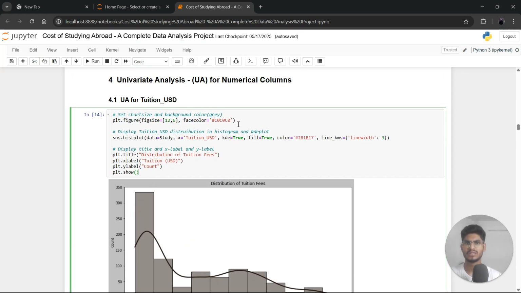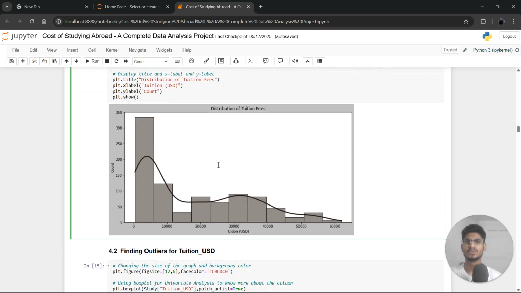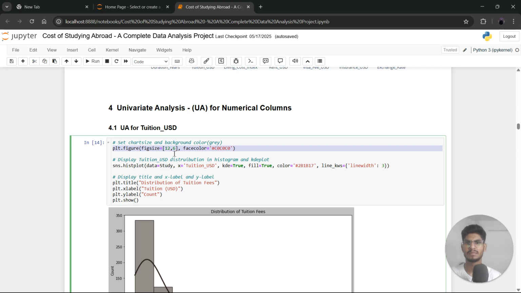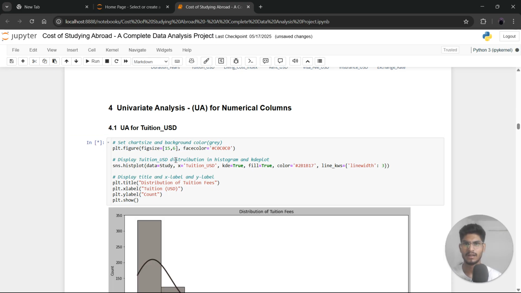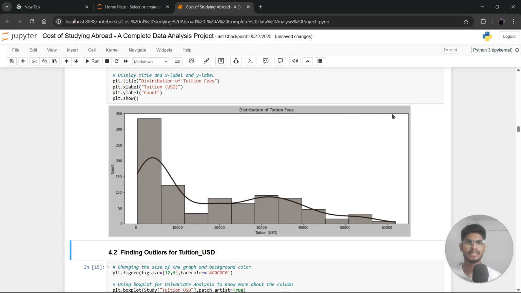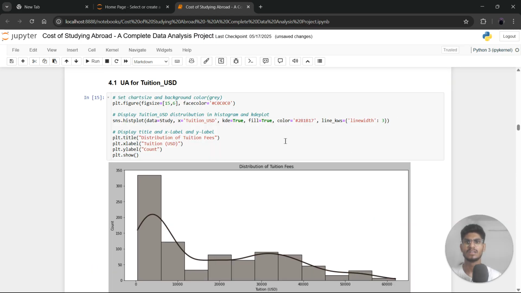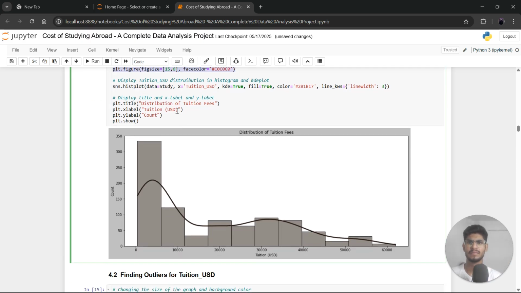So we are using this function plt.figure. It is generally used to fix the size of the graph. You can see right here that the graph size is this, and if I increase this from 12 to 15, then you will see the changes right here. Now you can see that it has increased its length. So we are using this line just to increase the size of the graph.